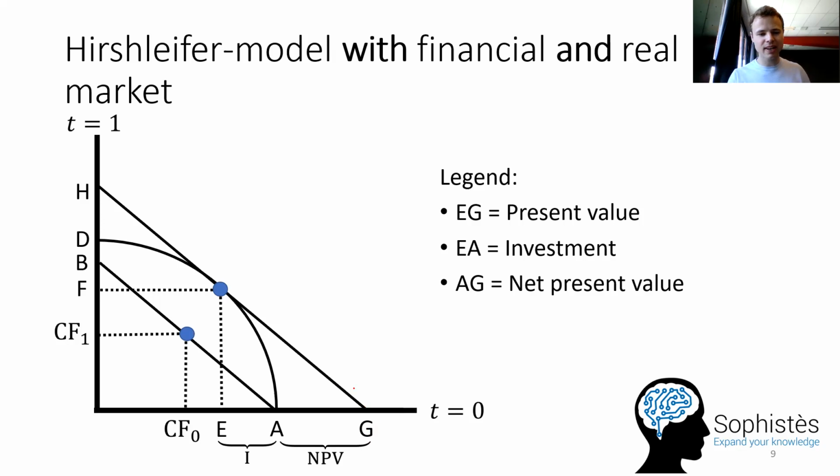One last question. If I do G times 1 plus R, what do I get? Does anyone know? Remember that the slope of this line is 1 plus R. Yes, you get the OH. And maybe an even more difficult question. AG, so this area, AG, is the NPV. If I do that times 1 plus R, which area do I get?